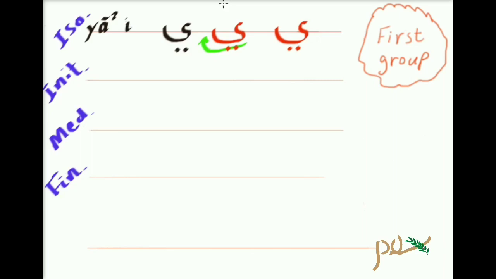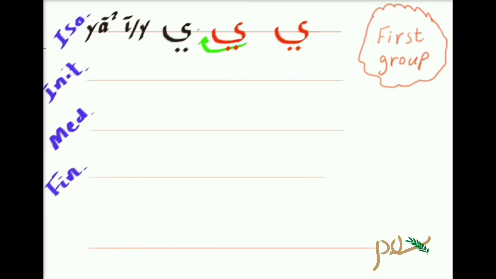Please note that we need to distinguish between the name of the letter and its sound. For example, the letter A in English is called A, but the sound is A. The same thing in Arabic. Then we have here the isolated form of the letter Ya.